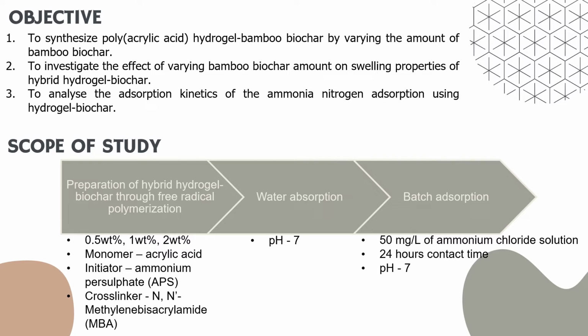In this research, hydrogel biochar was synthesized through free radical polymerization using acrylic acid as monomer, APS as initiator, and MBA as crosslinker. Water absorption was conducted at pH of 7, and lastly batch absorption was conducted using 50 ppm of ammonium chloride solution at 24-hour contact time and at pH of 7.